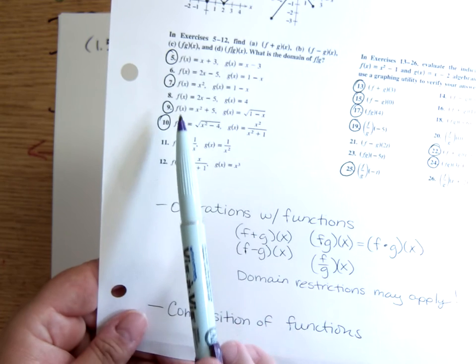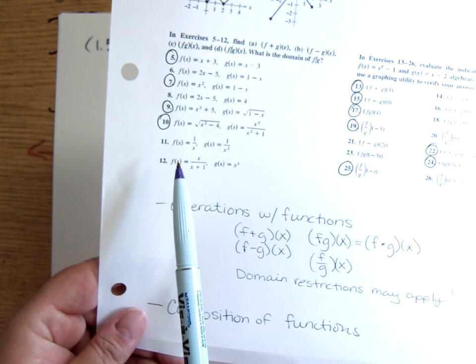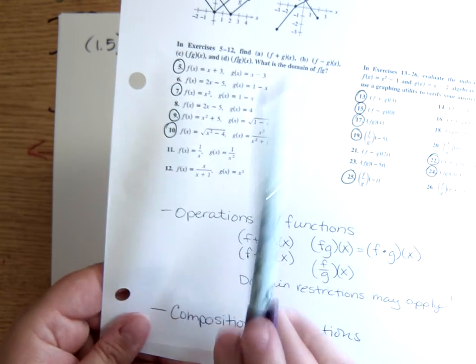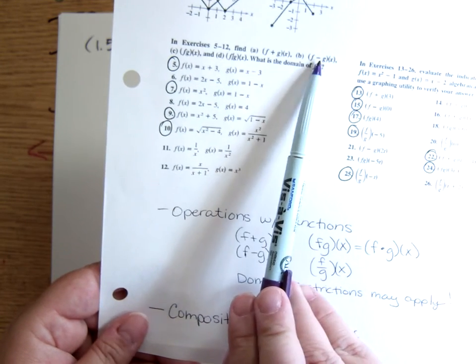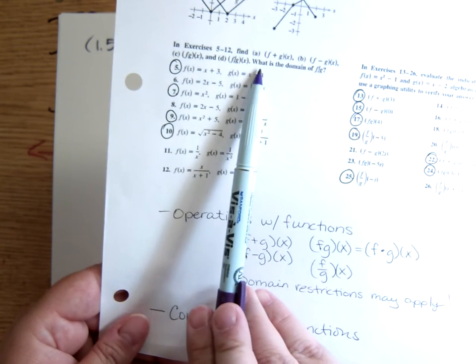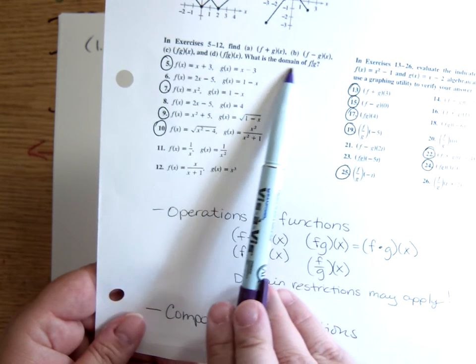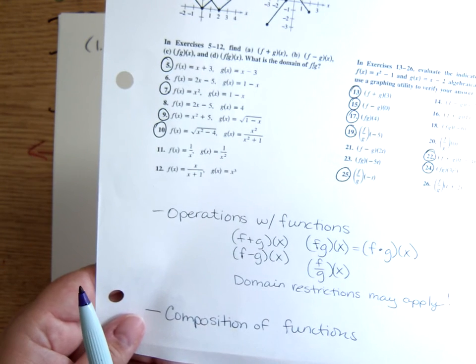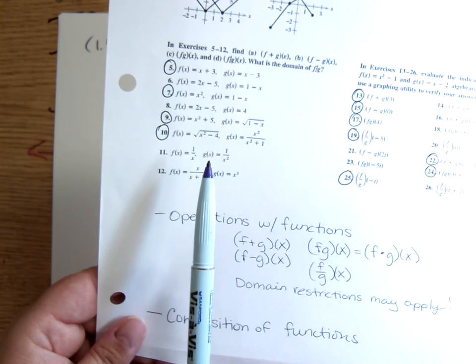This is what most of the examples we did in class were like. We did like three, I think, examples of these. Basically where you're doing addition, subtraction, multiplication, division. Also, you're looking at the domain. On here it only asks you for the domain of f divided by g. So that's actually a little bit of a shortcut compared to what we were doing in class.